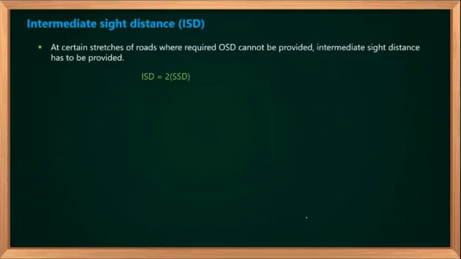Okay. Done. So what is intermediate sight distance? Intermediate sight distance is nothing but 2 times SSD. Whenever there is no possibility for you to provide OSD, overtaking sight distance, then you can go for ISD. At certain stretches of roads where required OSD cannot be provided, intermediate sight distance has to be provided. It means OSD is greater than ISD, which is greater than SSD. If you cannot provide OSD, then you will go for ISD. But ISD is 2 times SSD. Okay. Shall we proceed?